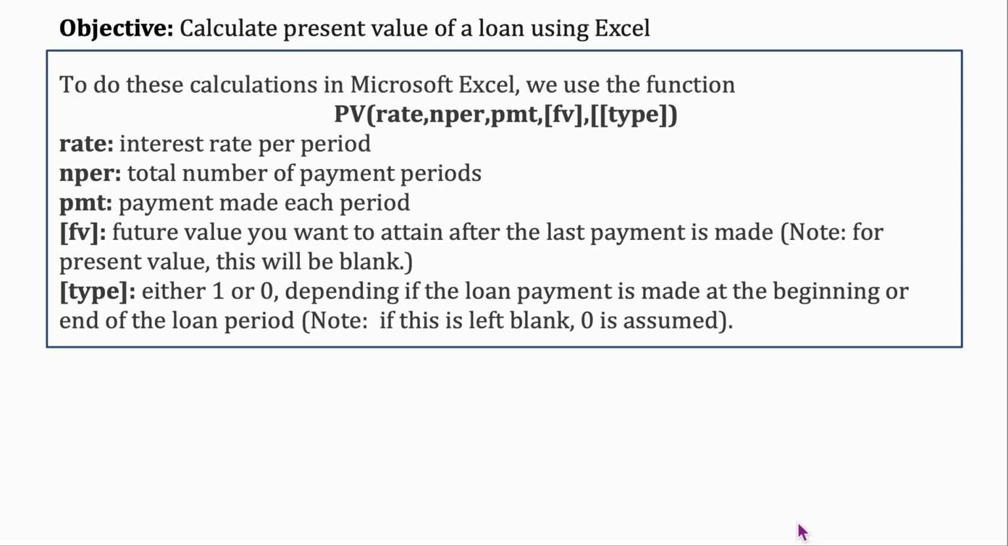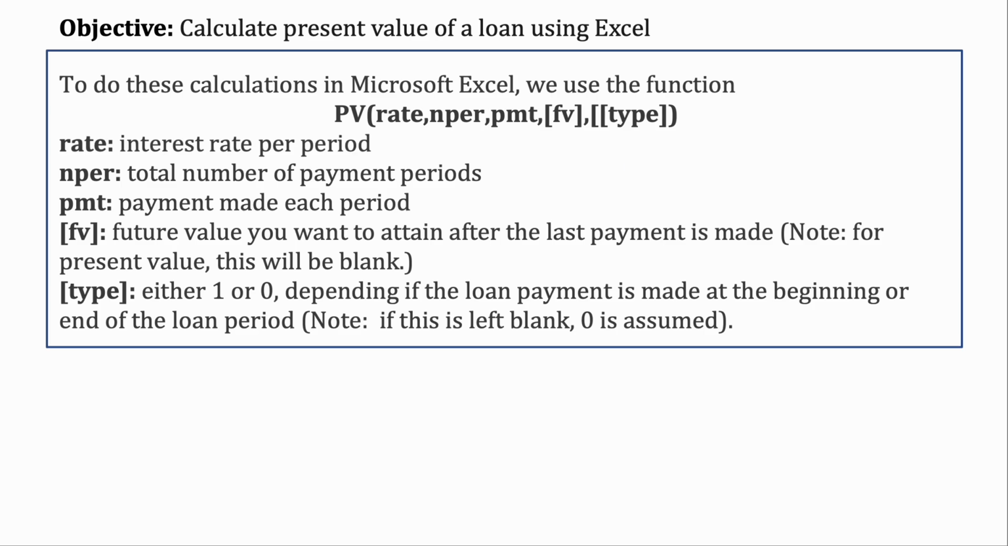In this video, we are going to calculate present value of a loan using Excel. Now, to do these calculations in Excel, we are going to use the function that you see here. Remember, if you type any mathematical function, always put an equal sign in the cell before you type it, whatever that function might be, in this case, PV. Now, let's talk about the 5 items that we see here.